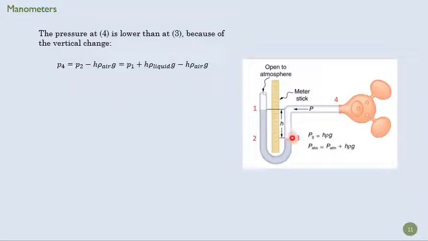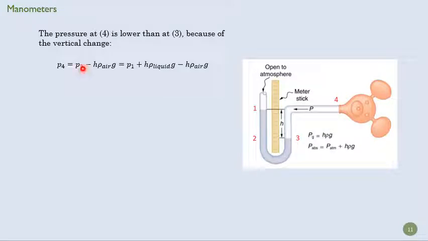And then what's the difference between 3 and 4? Well, between 4 and here, there's no difference in pressure. Between here and here, there is a difference in pressure. And that difference in pressure is rho air times h times g. Okay, so we can write pressure in 4 is the pressure in 2 minus the pressure change here, right? Because it's going to be higher pressure at your lower spot and lower pressure up here.